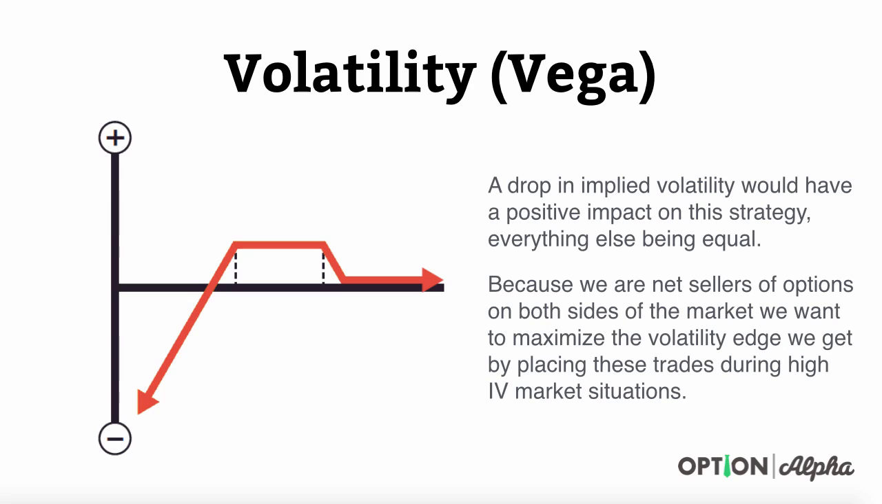Because we're net sellers of options on both sides of the market, we definitely want to maximize the volatility edge we get by placing these trades during only high implied volatility situations. So drops in implied volatility definitely have a positive impact on this position. That also means that if you place this trade in a low implied volatility market and volatility rises, you definitely have the ability to lose money just because of the implied volatility rise.